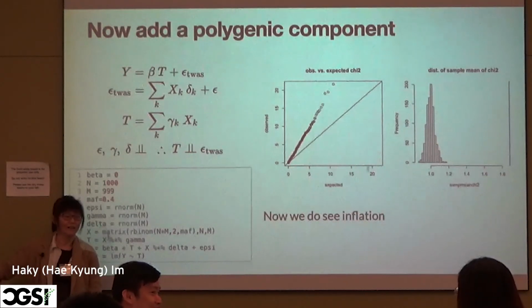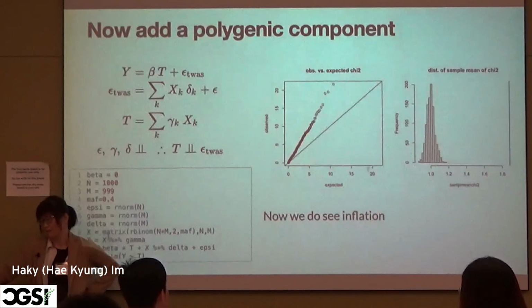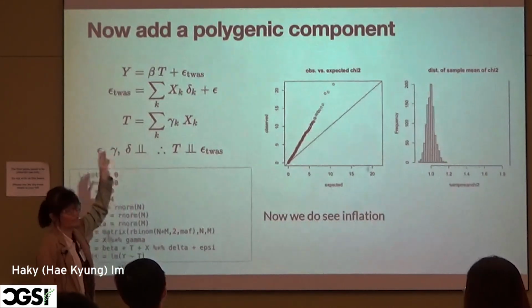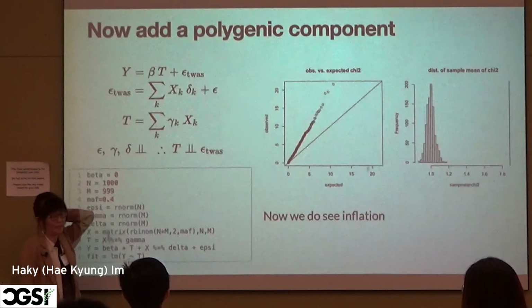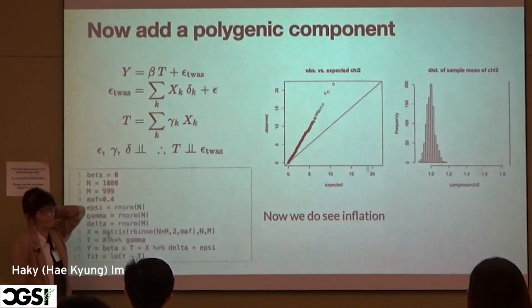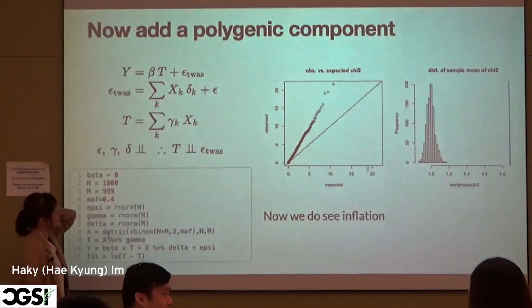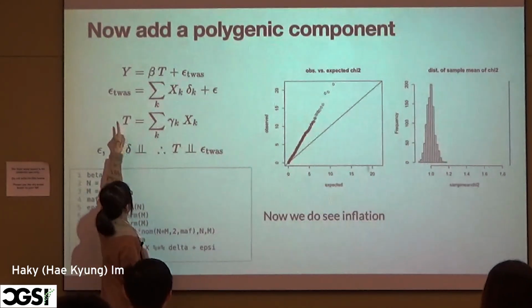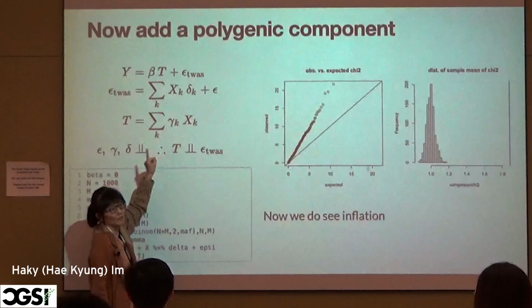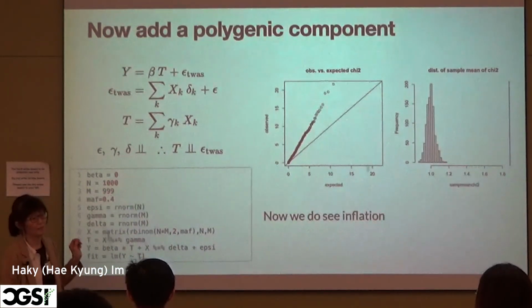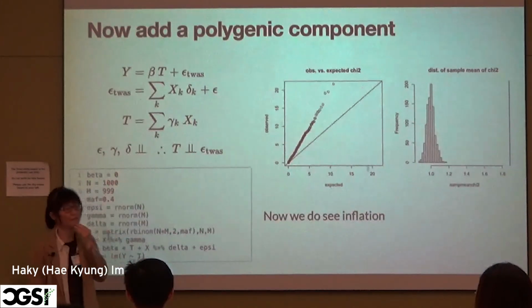Quick question. For the xk here, are those the same set of SNPs? So the k index are all the SNPs. Yeah, the same set of SNPs, right? Those SNPs are directly influencing y, but not through gene expression. So the expected value of epsilon times t will give you 0. They are independent. But for some reason, we have this inflation.